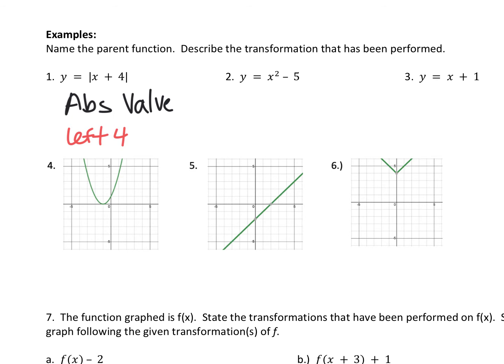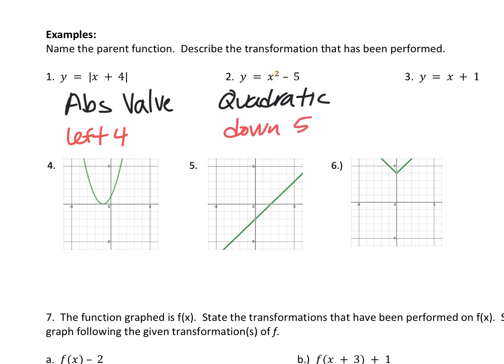On number 2, you see the squared term. What's it called? Did you guys figure that one out? This is called a quadratic. That's what you did yesterday. It's the parabolas. Okay, but hopefully you know how it's moving. How's it move? Down 5.